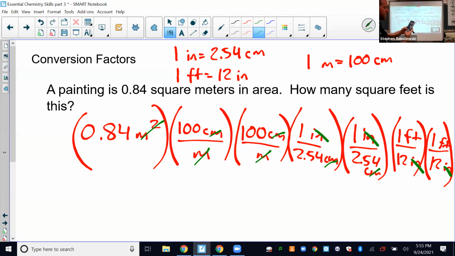Start on the left, 0.84 times 100 equals, times 100 equals. Now here, we're going to go divided by 2.54 equals, divided by 2.54 equals, then divided by 12 equals, divided by 12 equals, and the answer I get, 9.04168, and so on. Let's check our sig figs. 2 sig figs in my starting number. Everything else is true by definition. So we're going to go with 9.0 feet squared.